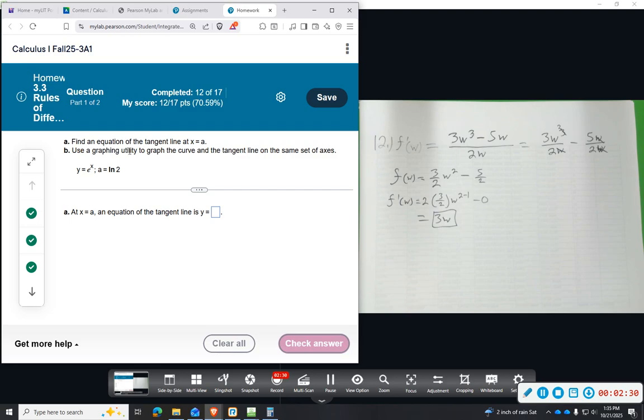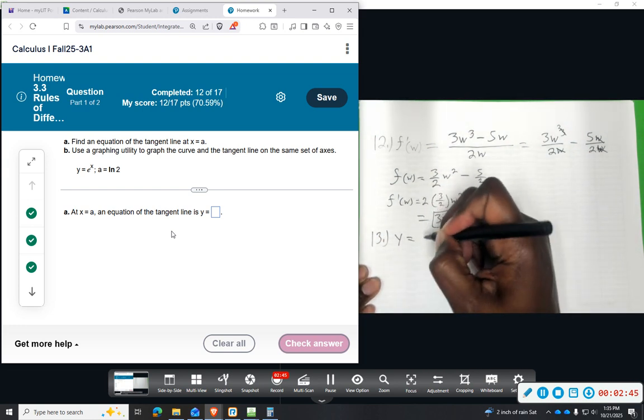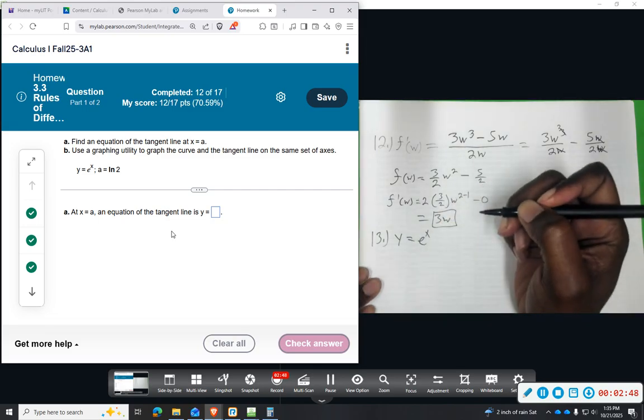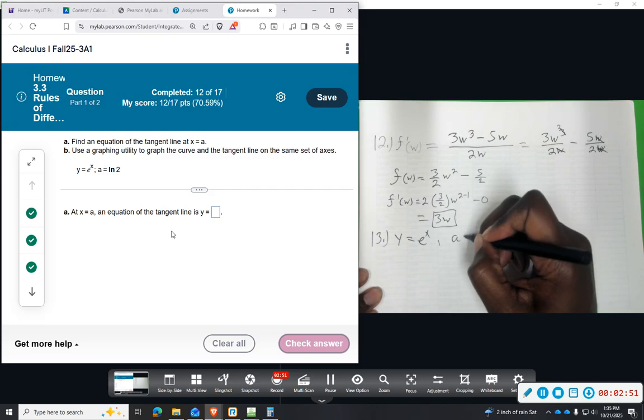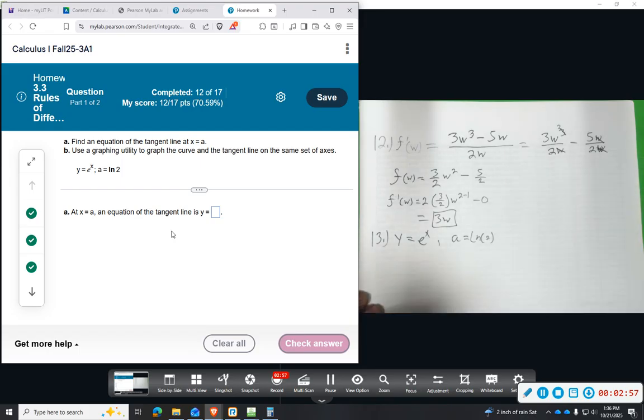Number 13, we want to find the equation of a tangent line at x equals a. Use the graphing utility to graph the curve and the tangent line on the same set of axes. So we are given y equals e to the x, and we are told that a is equal to ln of 2. And so we want to find the equation of the tangent line. In order to find the equation of the tangent line, we need a point and we need to find the slope. So using our original equation, we're going to plug in ln of 2.